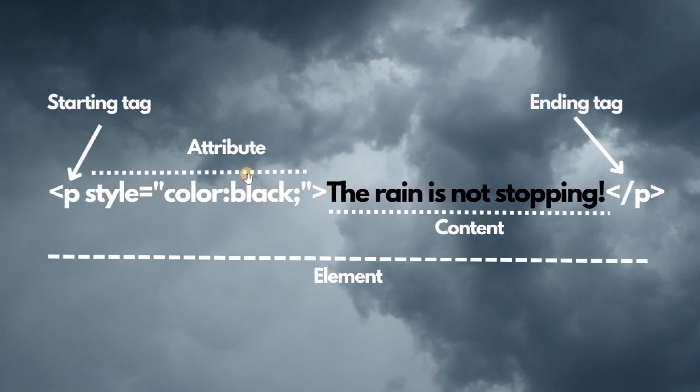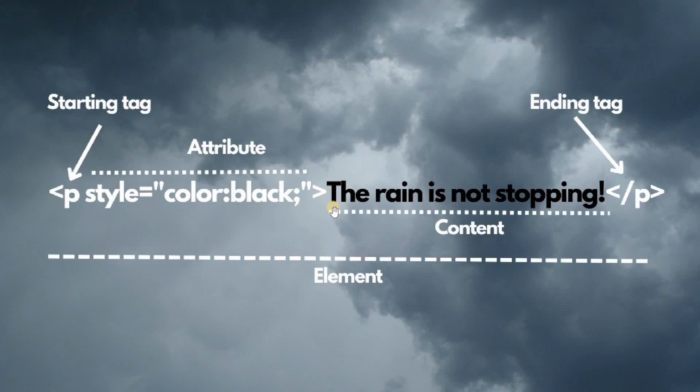So here first of all we have tags and attributes. We have the starting tag, we have the ending tag. Today the starting tag also includes the attribute. So this is the attribute part and this is the content part.